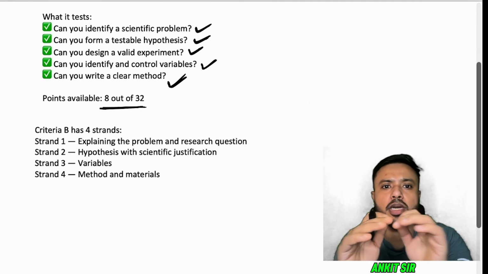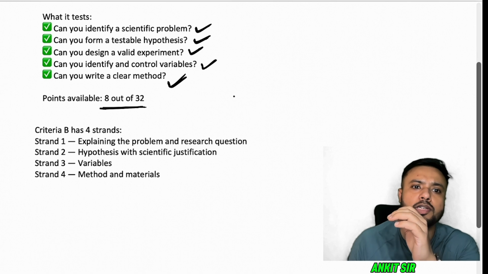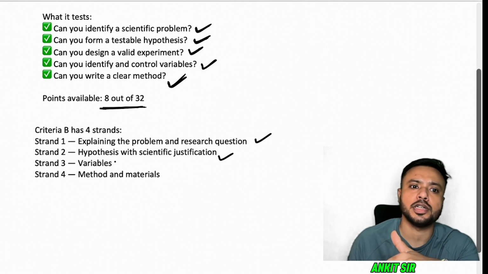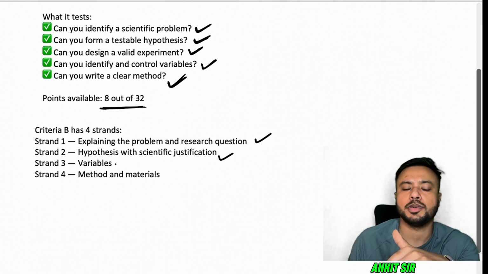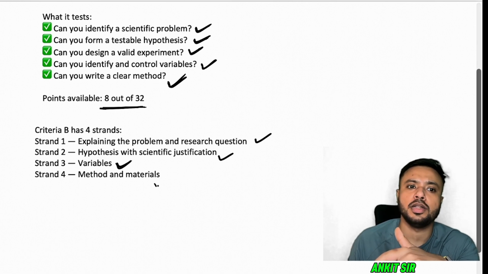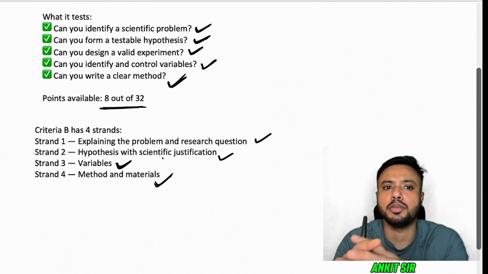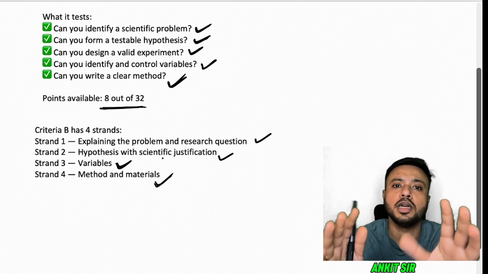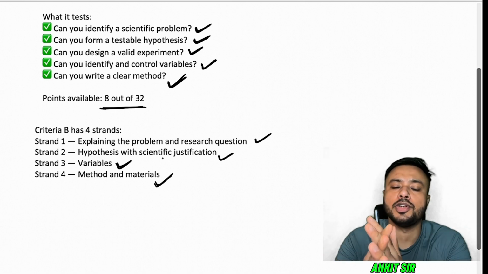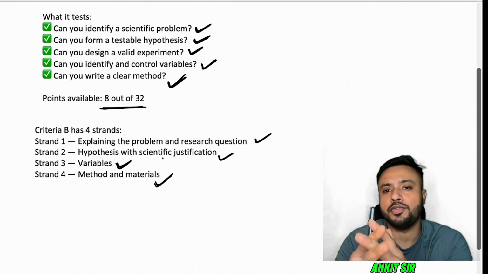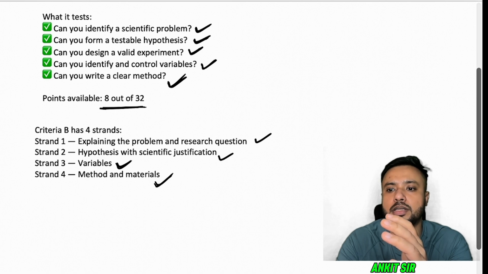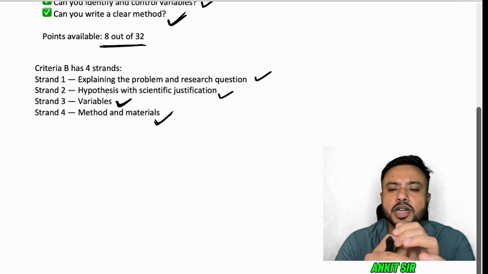Now, criteria B has four strands. In strand 1 we have explaining the problem and the research question. Then we have hypothesis with scientific justification. Strand 3 is how we decide the variables, and strand 4 tells you the methods and the materials. So there are only these four strands, guys. There is a particular format in which you need to write the answers, and if you follow that format, no one can stop you from getting 8 on 8 in criteria B. We are going to discuss each of these strands in detail.